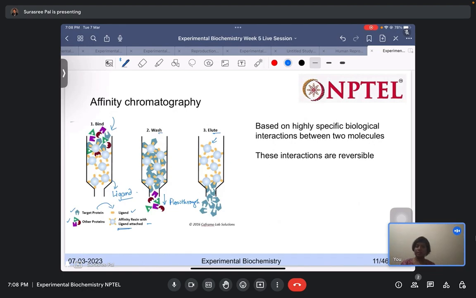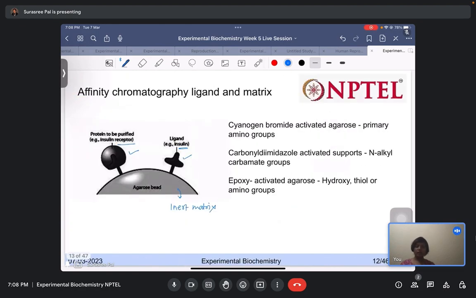So that means these interactions have to be reversible interactions. Now we use several activated gel matrices, or the activated agarose. For example, cyanogen bromide activated agarose, where the primary amino groups can attach to it.